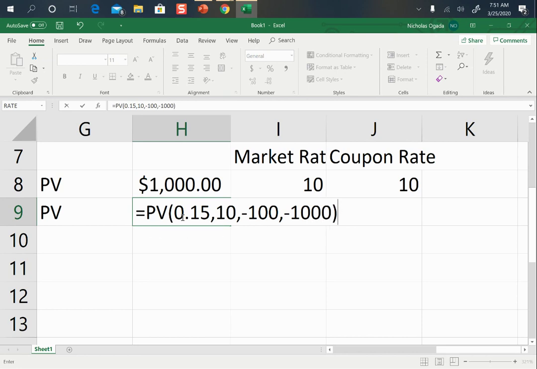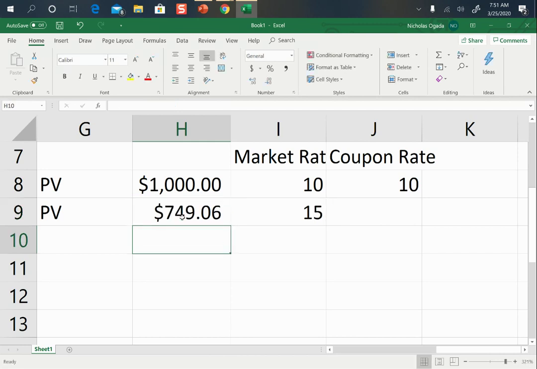So how does the value of the bond change? Again, you'll find this bond is being sold for 749 today. Again, simply the market rate is higher than the coupon rate. And what about if the market rate was lower?